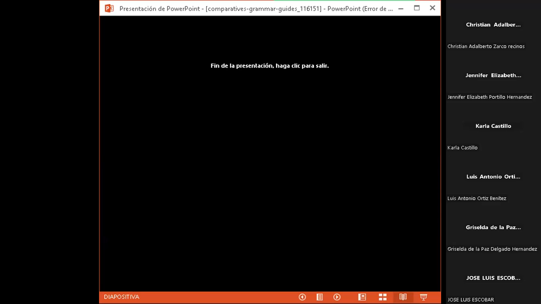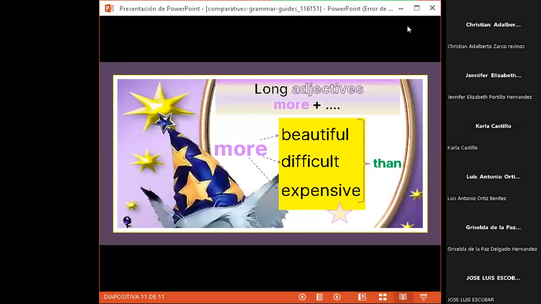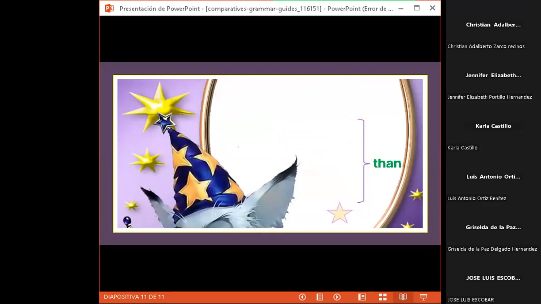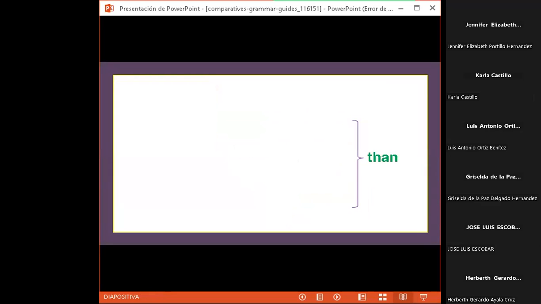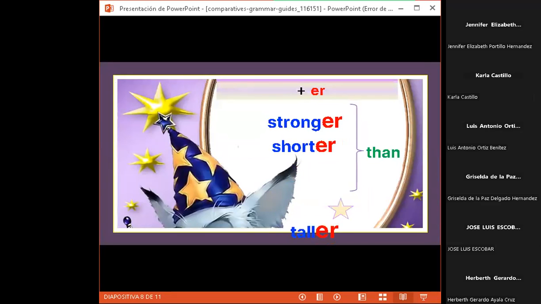Teacher. Yes. Podría retroceder para tomarle captura a la de Stronger y creo que a las dos siguientes. Okay. Short adjectives. This one. Okay, these ones are short adjectives, right? Strong, stronger. Short, shorter. Tall, taller. Okay? Short adjectives. And we have long adjectives, okay?